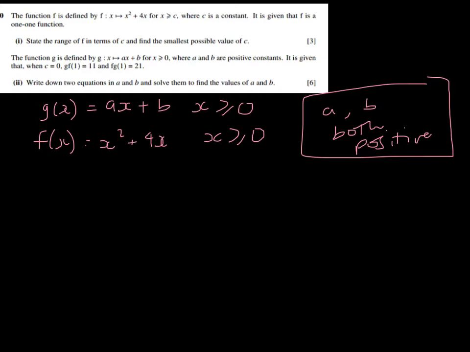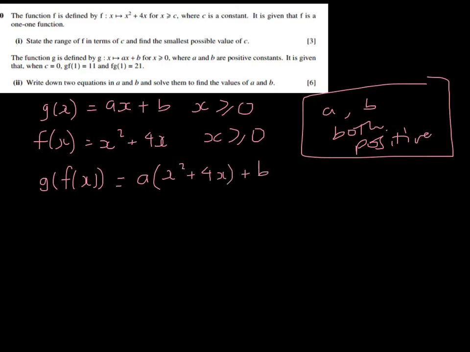Okay, we know that g of f of 1 equals 11 and f of g of 1 equals 21. So let's set up what g of f looks like. So g of f of x, you get that by putting this function here whenever you see x in g of x. So you're basically substituting this into this, which is why I've written this one inside of this bracket here. So g of f of x looks like this. We replace the x of g of x with x squared plus 4x, and then we add on b like that.